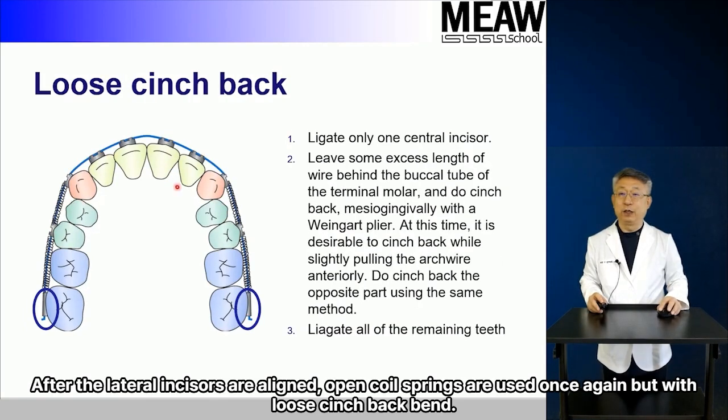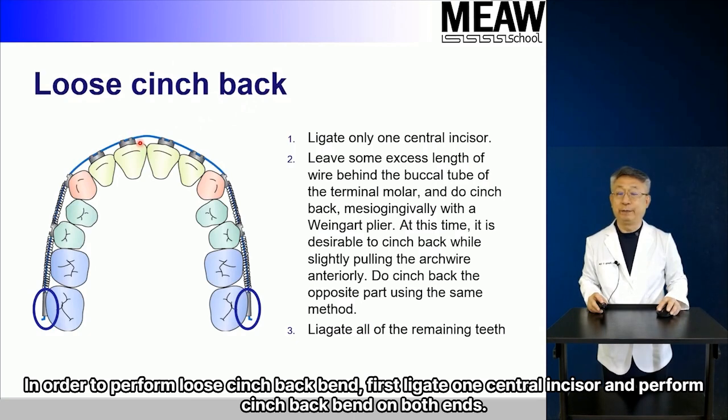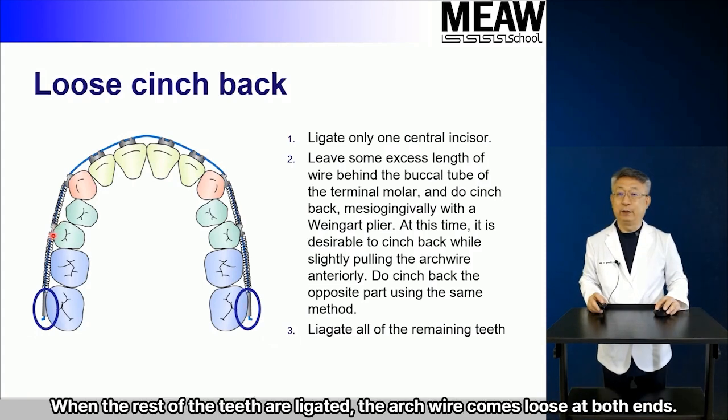After the lateral incisors are aligned, open coil springs are used once again but with loose cinch back bend. In order to perform loose cinch back bend, first ligate one central incisor and perform cinch back bend on both ends. When the rest of the teeth are ligated, the arch wire comes loose at both ends.